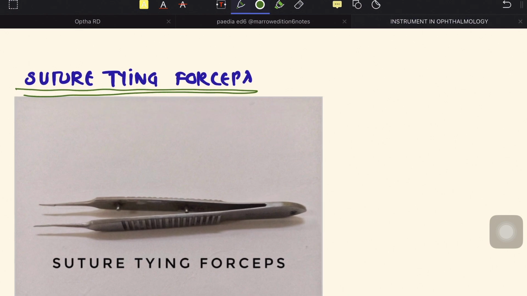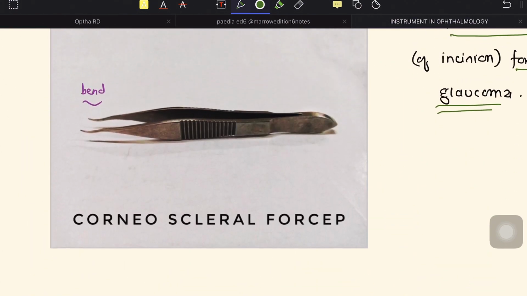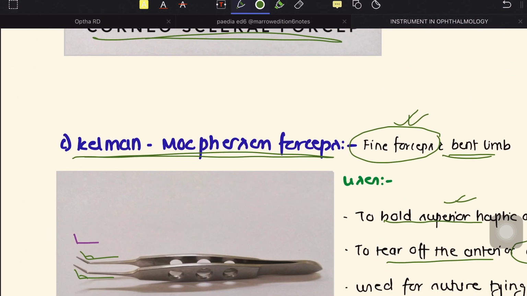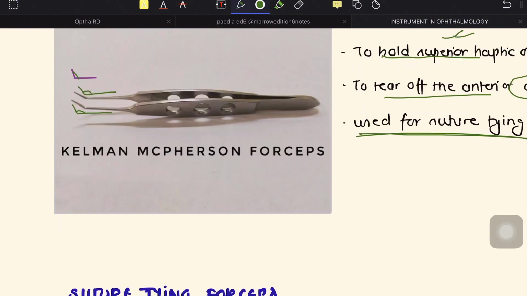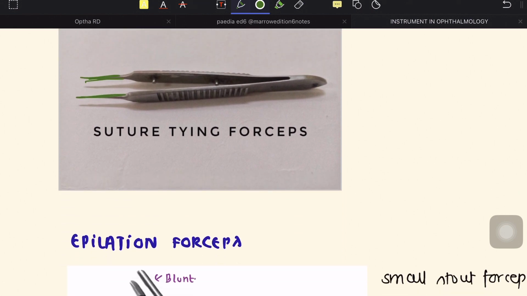So you should be able to differentiate this forceps from Kelman-McPherson forceps and the Colibri forceps. As you can see, the Colibri forceps are also known as corneoscleral forceps. You can see a bent tip at the margin, and Kelman-McPherson forceps is a very fine forceps having an angulation at the tip, and in the suture tying forceps, you can see there is no angulation. It just has a straight pointed end.